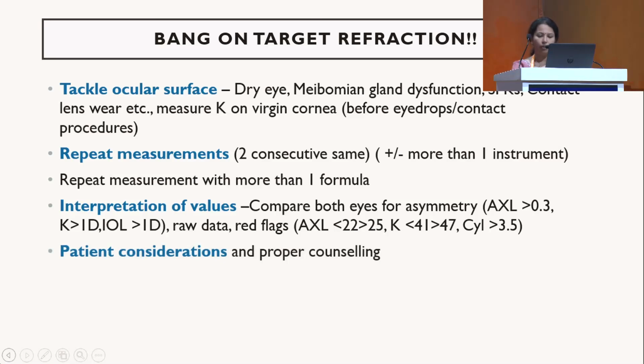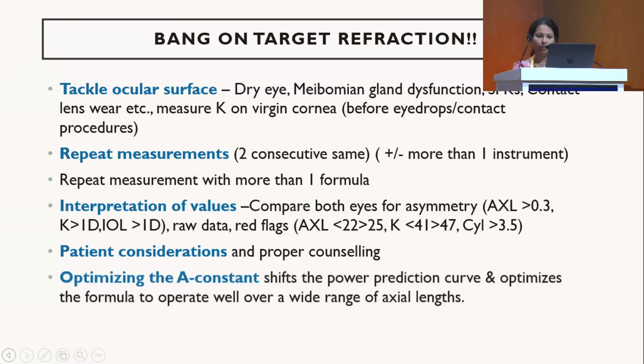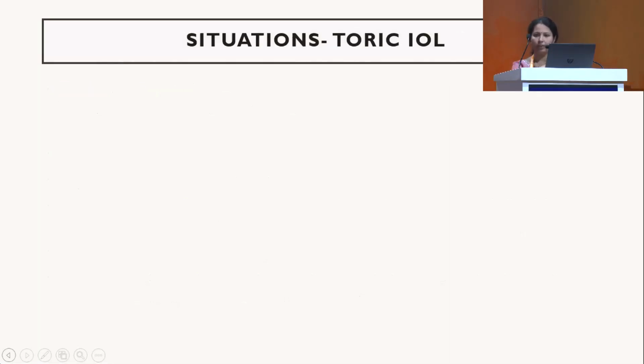Always consider what the patient wants, whether he wants emmetropia for distance, intermediate or near, and depending on that we need to choose the type of IOL, and always counsel the patient depending on what will be achieved. And look at your own results. You can actually adjust the A constant, and that will shift the power prediction curve and optimize the IOL formula to work well across all ranges of IOL.